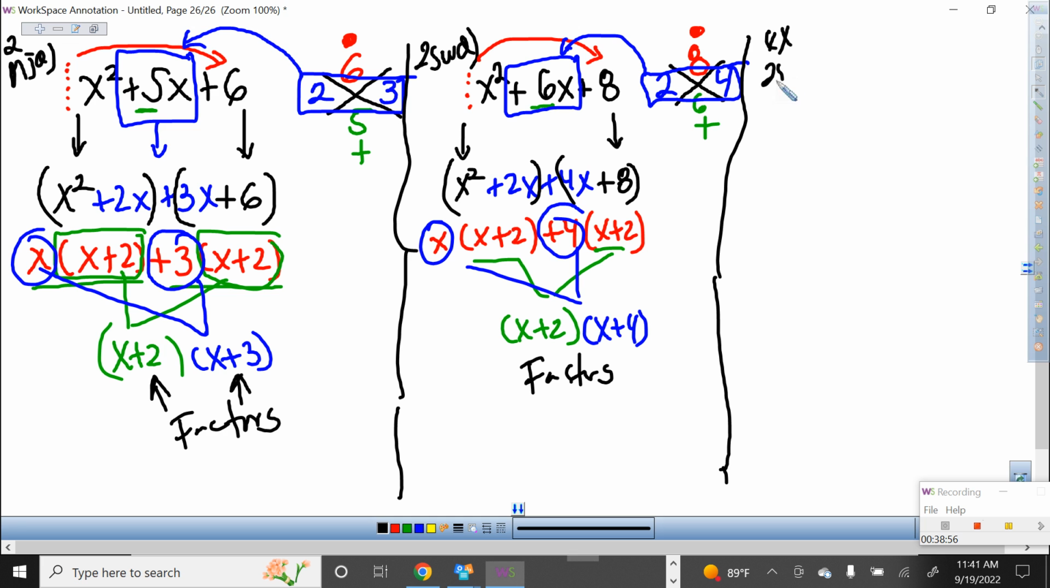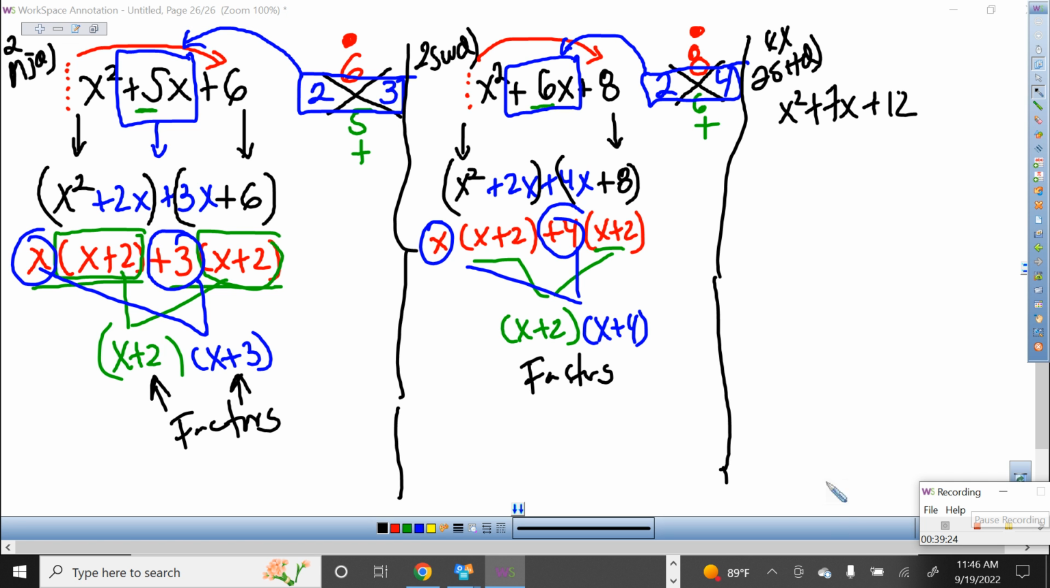Example 2, Star Wars Q. Oh, we already did Star Wars. Let's do Shazam Q. We haven't done Shazam Q. All right, let's do x squared plus 7x plus 12. Do that one completely by yourself. You got about 45 seconds. Copy and go.